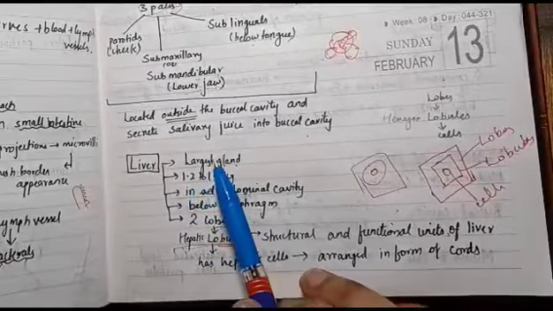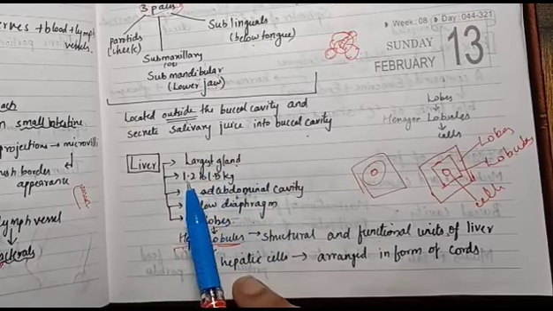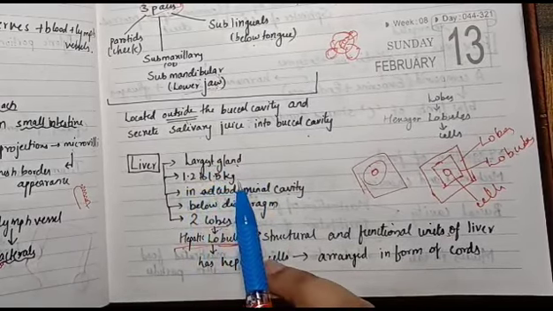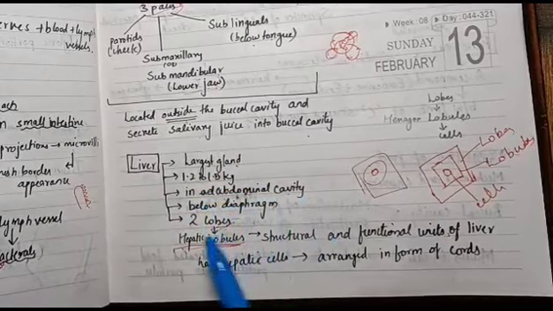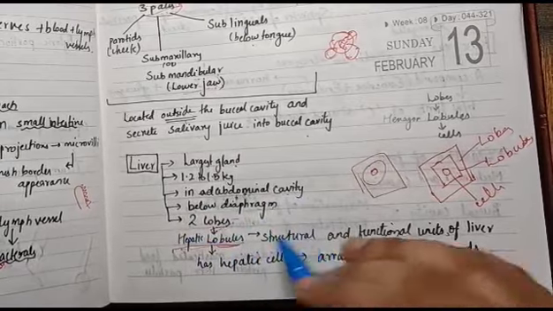So next we come to the liver. Liver is the largest gland, and we already know that from our younger classes. Liver weighs from 1.2 to 1.5 kg. It is present in the abdominal cavity. It is present below the diaphragm. It has 2 lobes.